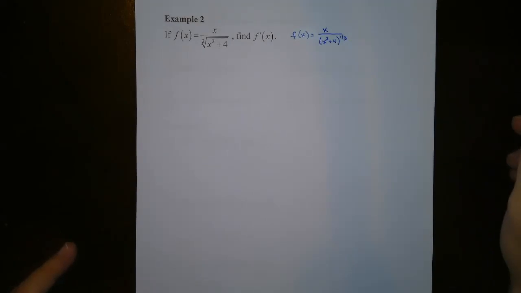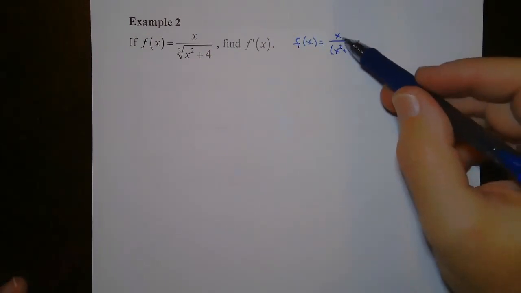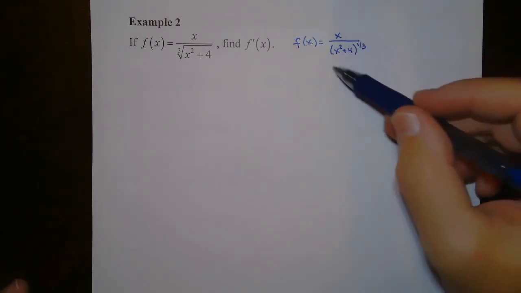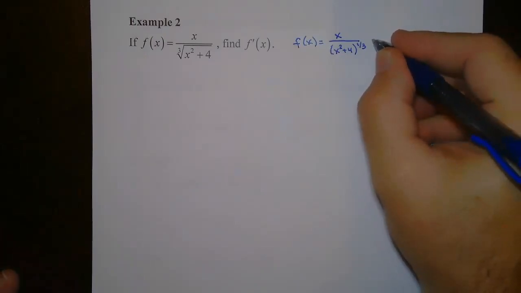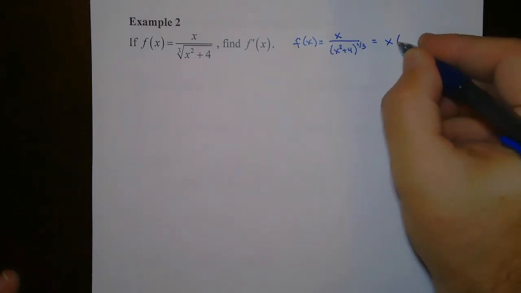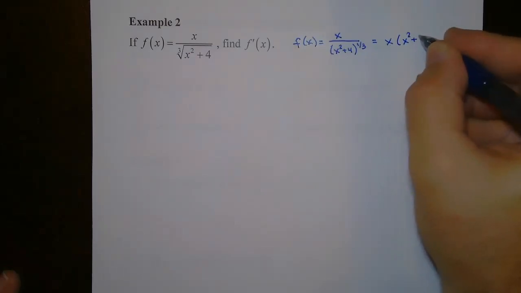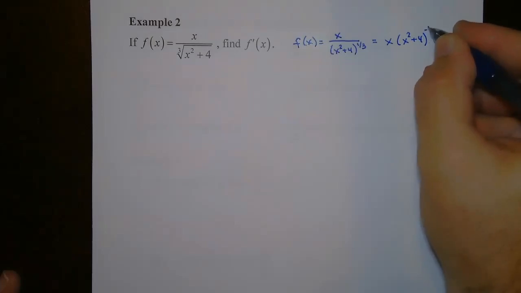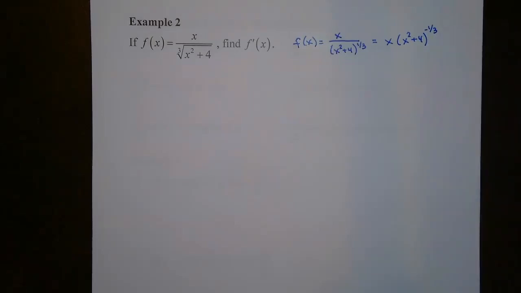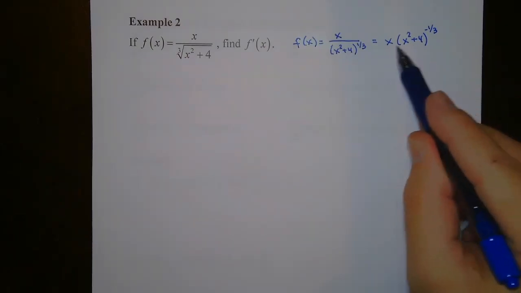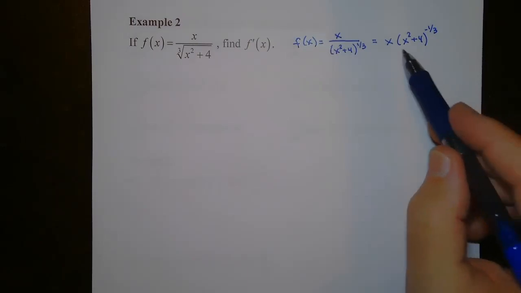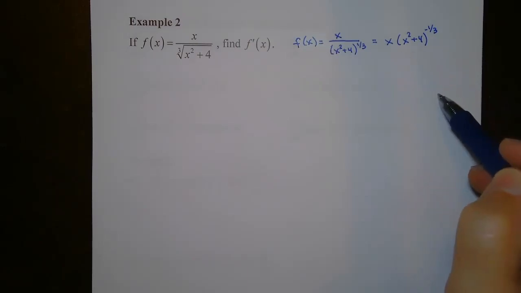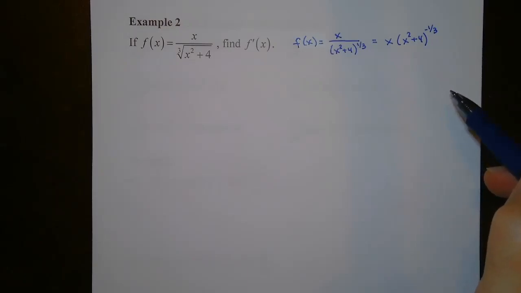What we could do, and I'm going to zoom in a little bit here, is apply the quotient rule because this is a quotient. You could also rewrite this another way, as x times x squared plus 4 to the negative 1/3 power, and then apply the product rule. I think for this problem the product rule is probably a little bit easier, but it all depends. Sometimes the quotient rule is easier.